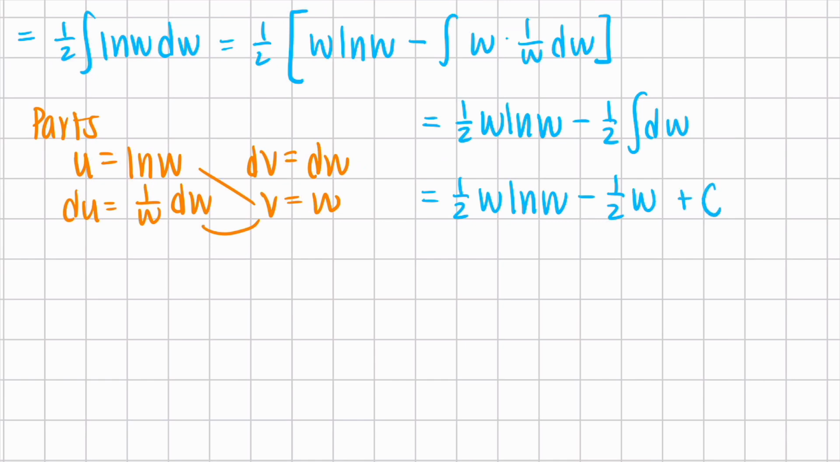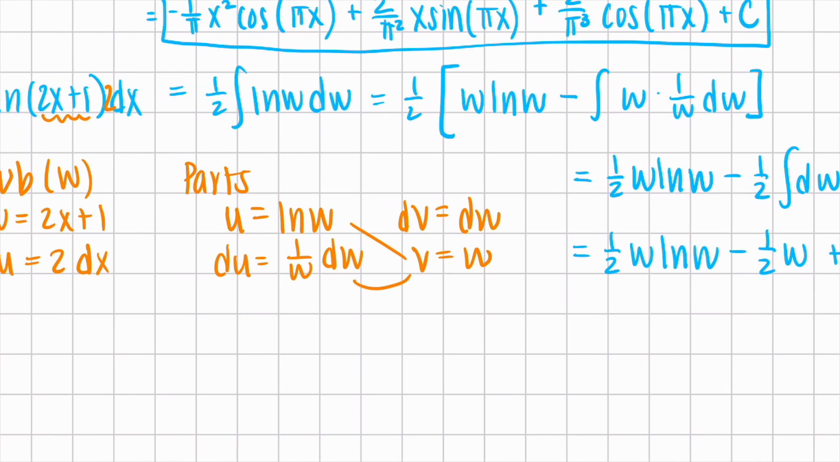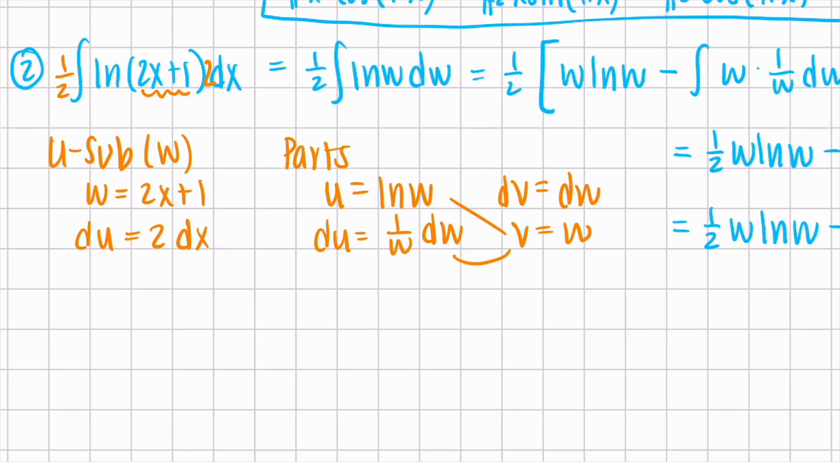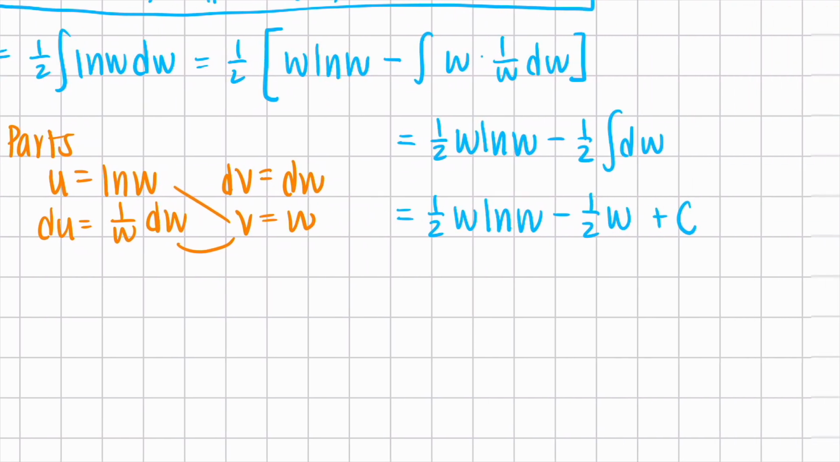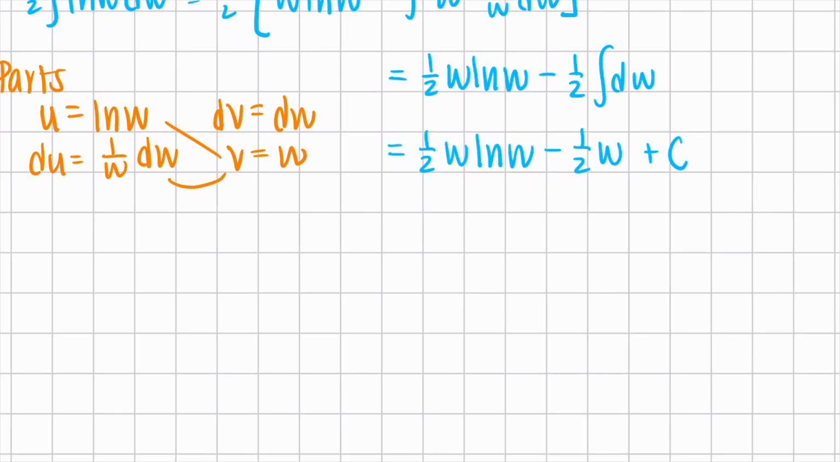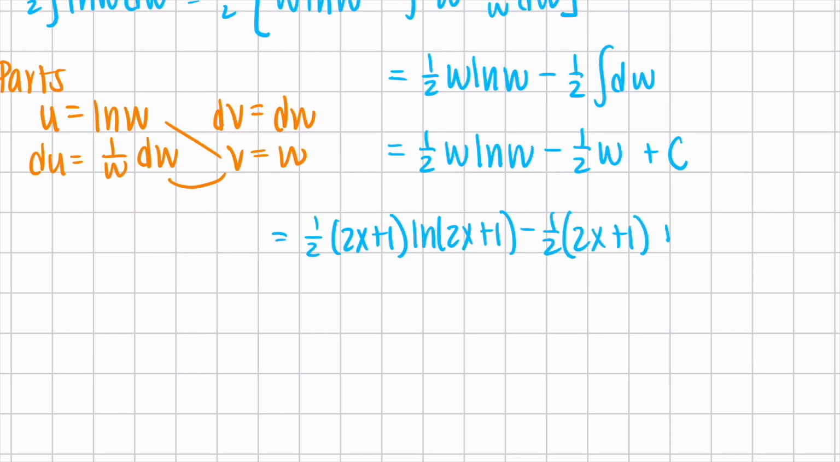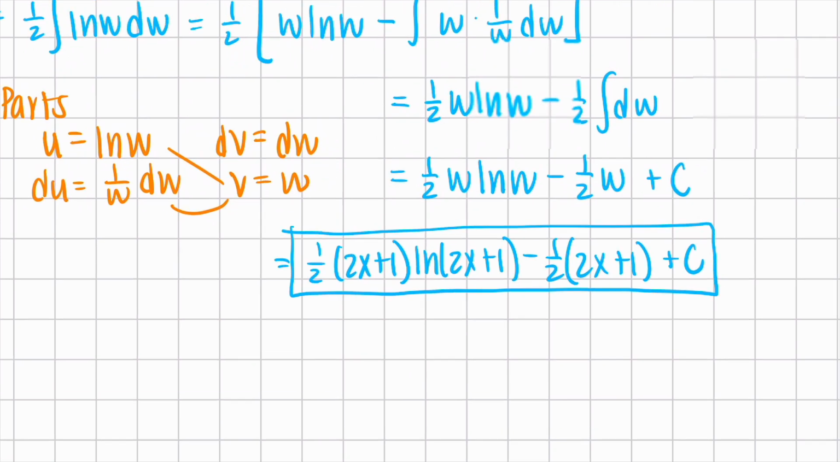Last step is we don't want our answer to be in terms of w. The original problem was in terms of x. So last step is to replace all my w's with 2x plus 1. So let's do that. 1/2 times 2x plus 1, natural log of 2x plus 1, minus 1/2 times 2x plus 1, plus c. And we can distribute and simplify further, but I don't feel that that's necessary. So we're going to make that our answer.